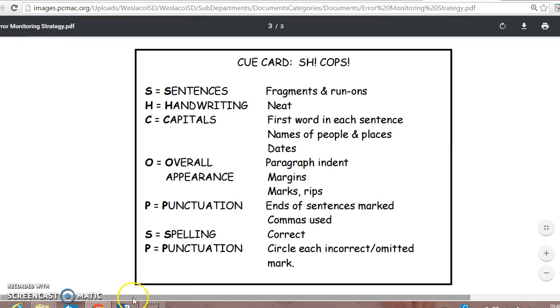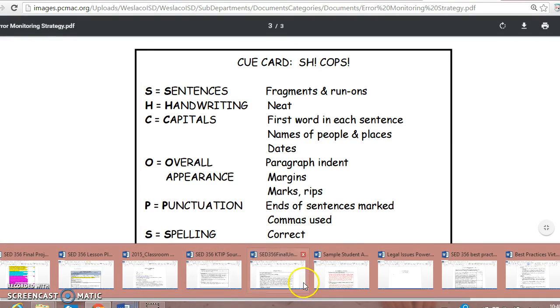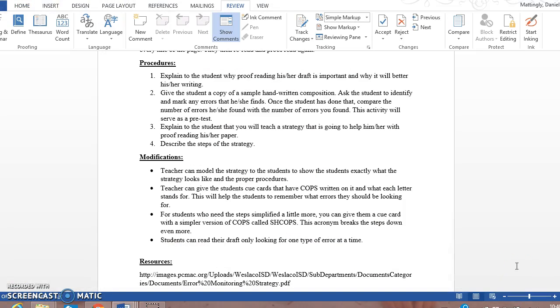So I am a big fan of the cue cards. I think it's really beneficial for students, especially students who have disabilities, because it's hard to remember what each of those letters stands for. And then another modification is that students are supposed to write COPS at the top of their paper, and I think it would be hard to read your draft once and look for all of those errors at the same time.